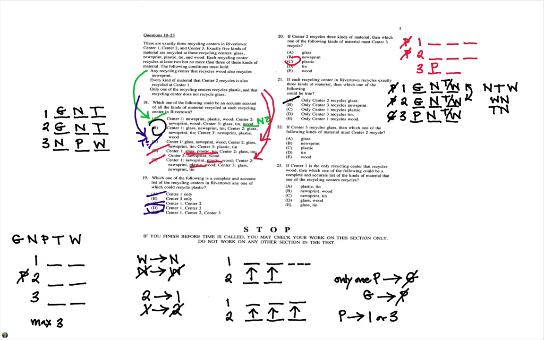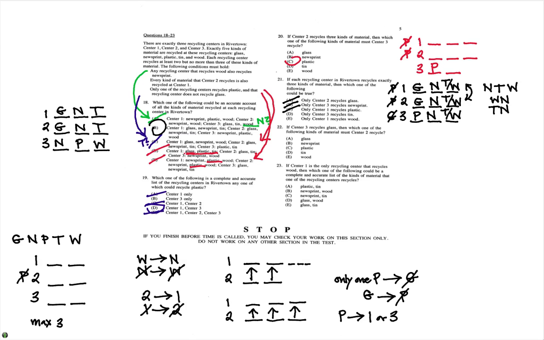Anything center 2 recycles must be recycled in center 1. B, only center 3 recycles newsprint, again, impossible. We know newsprint must show up because we don't have enough variables to fill up the spots in centers 1 and centers 2 without newsprint. C, only center 1 recycles plastic. Again, we know center 1 can't recycle plastic, so C is out.